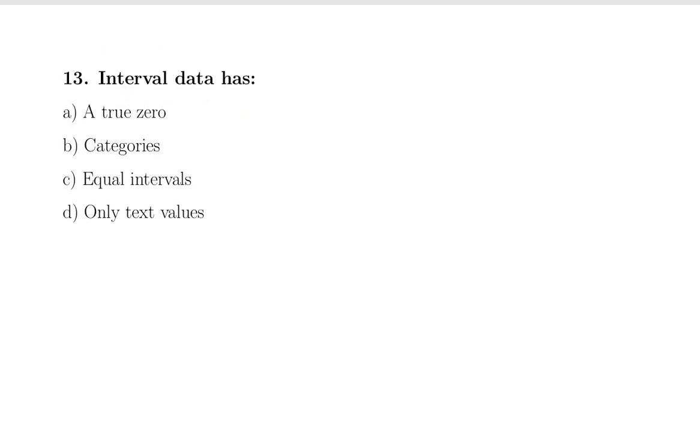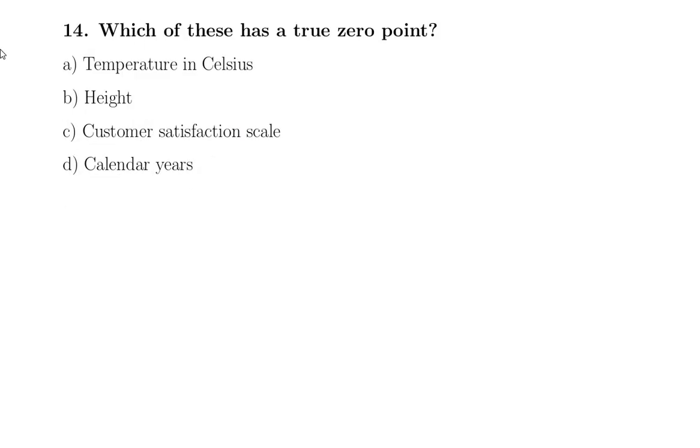Question number 13. Interval data has a true zero, categories, equal intervals, only text values. The correct option is equal intervals, because interval data has equal intervals. Question number 14: which of these has a true zero point? Temperature in Celsius, height, customer satisfaction scale, and calendar years. The correct option is height.